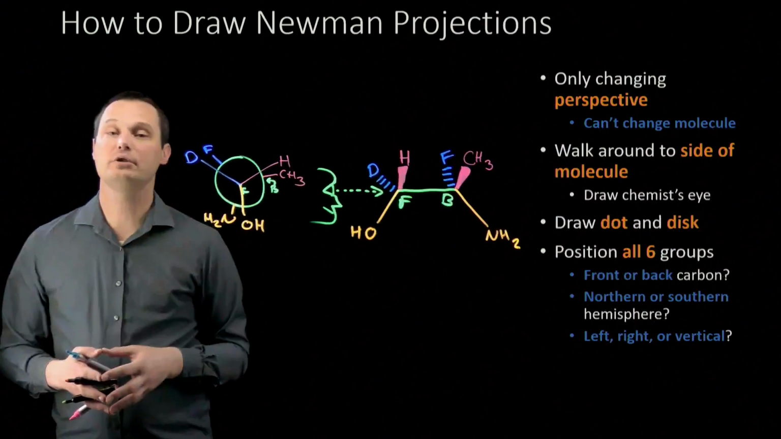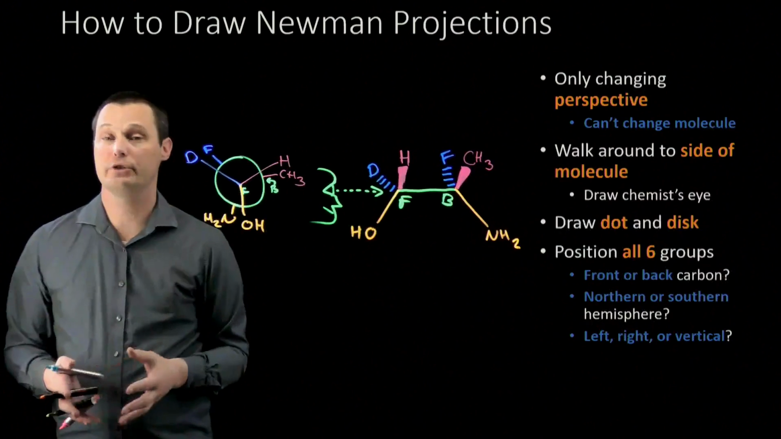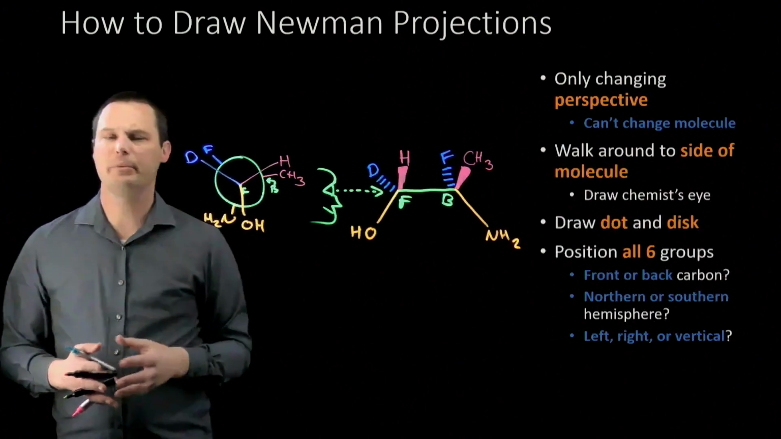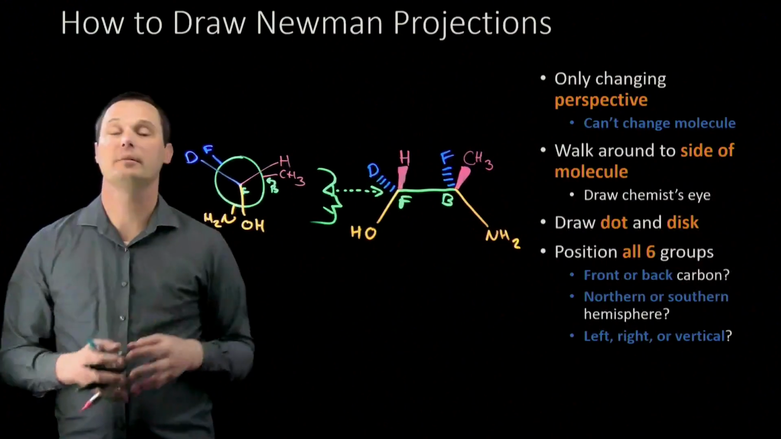All of the groups in an eclipsed Newman projection are eclipsed. We wouldn't actually be able to see that back group because the front carbon should be blocking it. We cheat the bonds a little bit so we can see them, but all of these groups are completely eclipsed with one another in the eclipsed Newman projection.